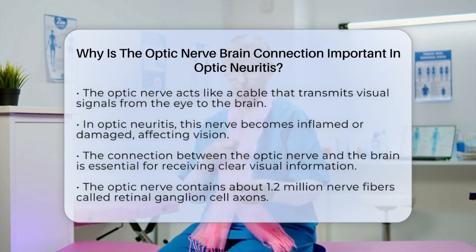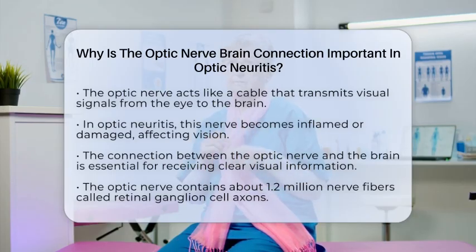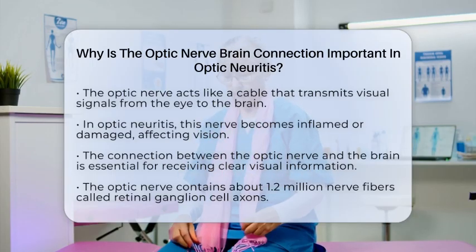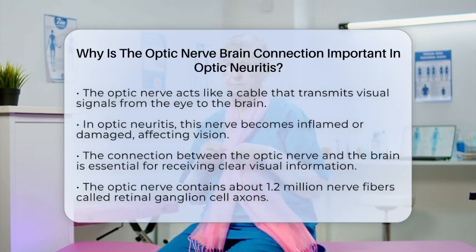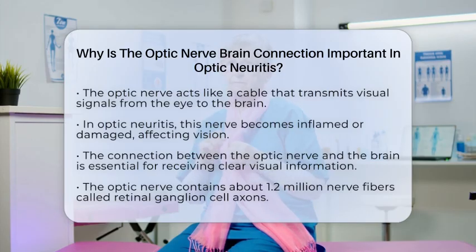The connection between the optic nerve and the brain is essential because it allows your brain to receive clear, accurate visual information. If this connection is disrupted, your brain might get incomplete or distorted images, leading to vision loss or visual disturbances. The optic nerve is made up of about 1.2 million tiny nerve fibers called retinal ganglion cell axons.